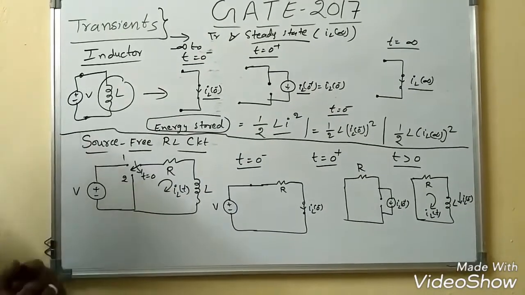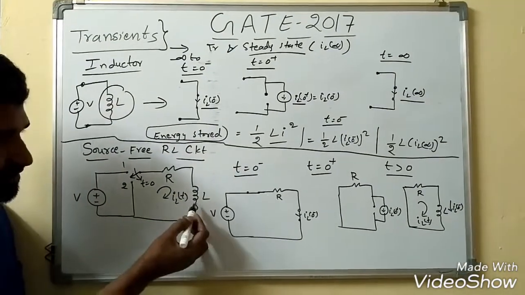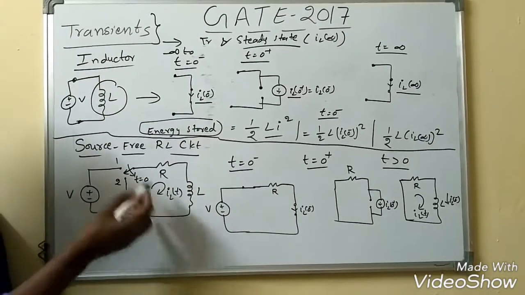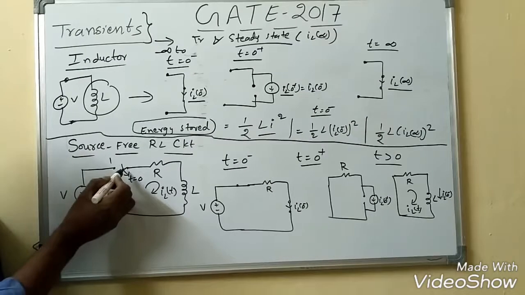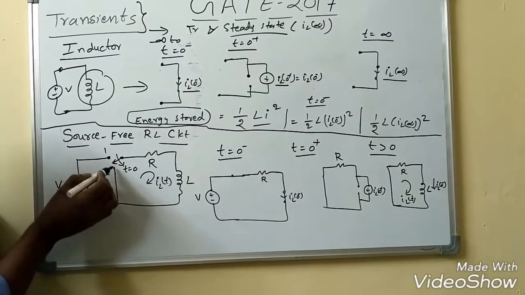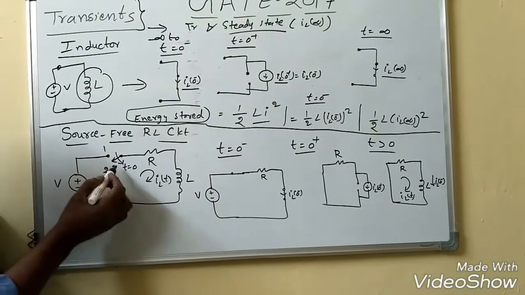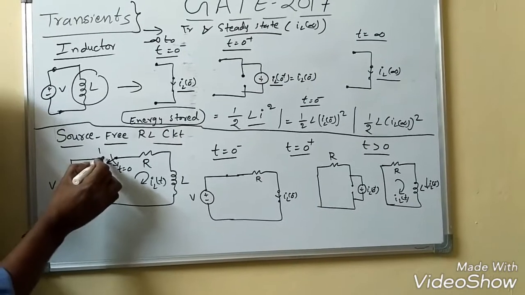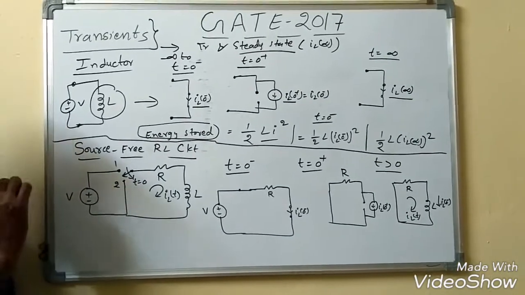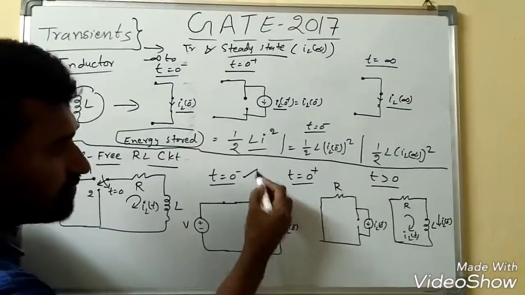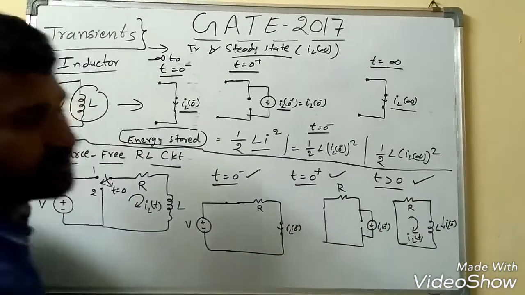Next we will see the analysis when an inductor is connected in a circuit, how to analyze. Now see, when you observe this circuit, there is a switch. The switch is closing to position 1 and position 2. At t equal to 0, this position is changing to 2. That means previously it was at position 1. So we have to analyze in 3 different conditions: t equal to 0 minus, 0 plus, and t greater than 0.